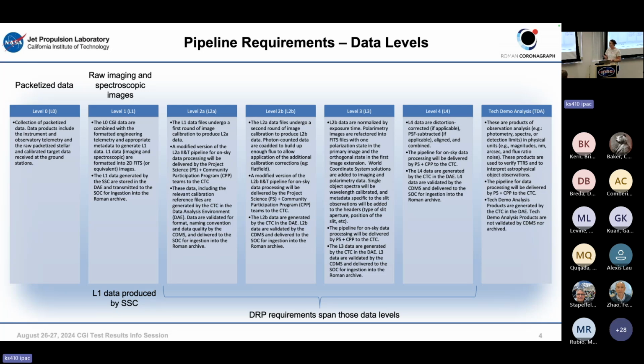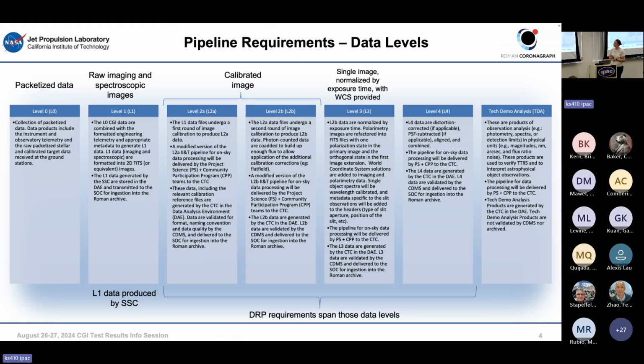And the DRP requirements span data from L2A to level 2. We have the calibrated image with 2 sub-levels, level 2A and level 2B. The reason for this distinction between those 2 levels is mostly the consistency that we want to have for analog and photon counting data, which share the same level 2A, but not the same level 2B.